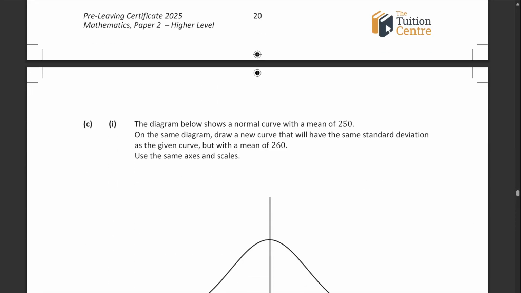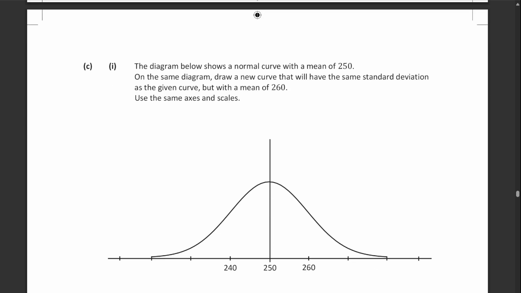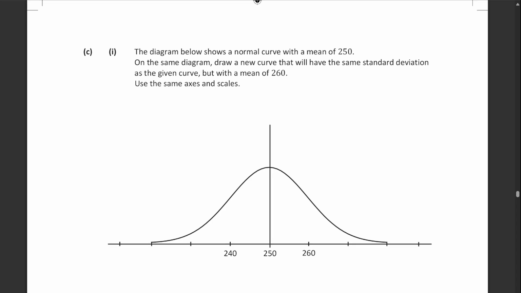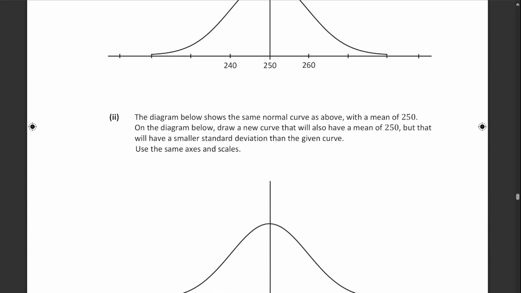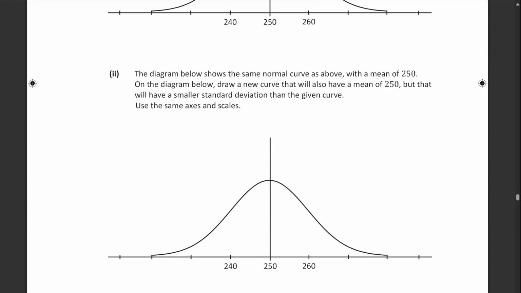Fine. Okay, now there's some normal distribution stuff coming up. A normal curve with mean 250 on the same diagram. A new curve that has the same standard deviation as the given curve, with a mean of 260. You're just effectively moving the graph over. And then here, if it has a smaller standard deviation, then that means everything's kind of closer together.